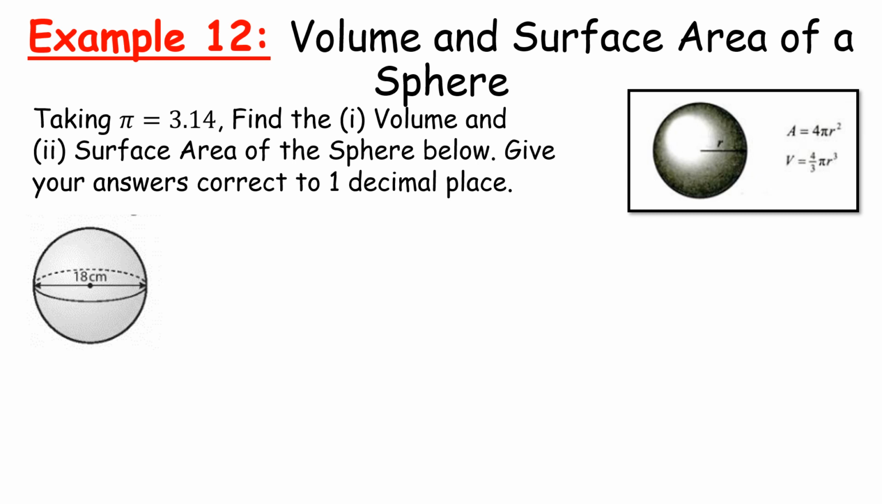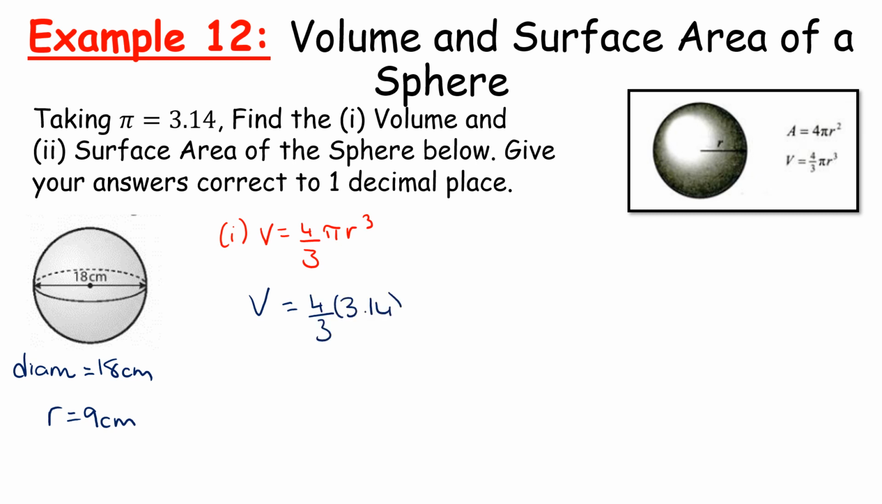So let's look at an example of the volume and surface area of a sphere. Taking pi as 3.14, find the volume and the surface area of the sphere below. Give your answer correct to 1 decimal place. Okay, so the first one is volume. So let's start with our formula. Volume is 4/3 pi r cubed. In this question, they gave us the diameter, and that was 18, so the radius is going to be 9. So the volume is 4/3 times 3.14 times 9 cubed.